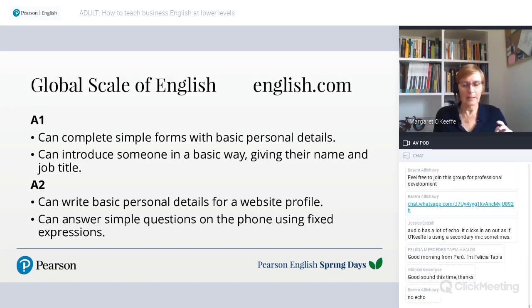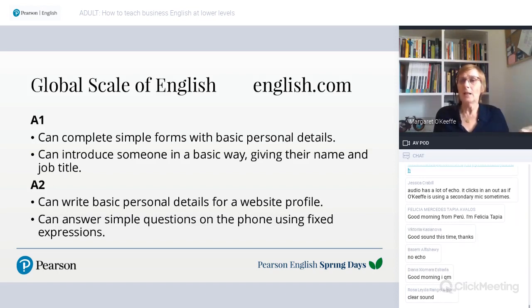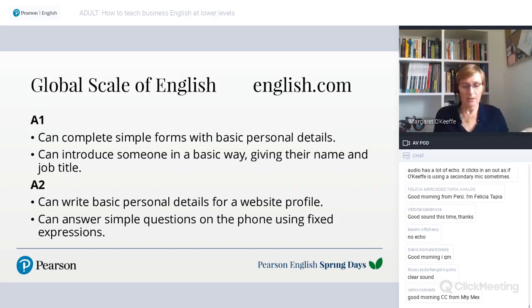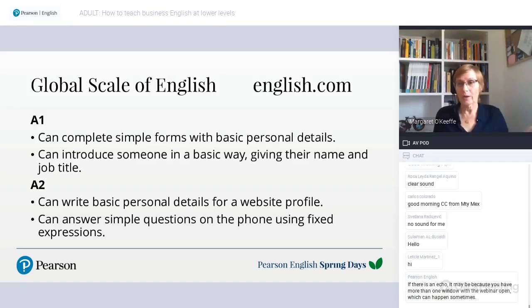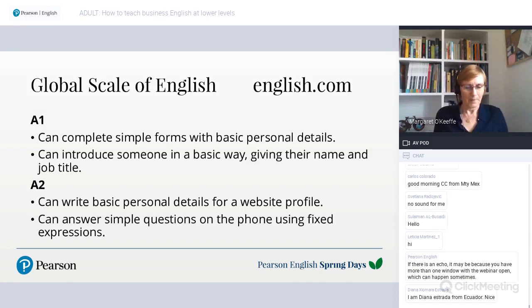Another example of a speaking descriptor for A2 from the Global Scale of English is this one. Can conduct very simple business transactions using basic language. So, you know, this is what we're talking about here. As I say, you can go into english.com, look at the Global Scale of English, get the teacher's toolkit and look at the kind of things that are there in terms of learning objectives for your lessons, the grammar and vocabulary, all mapped to the Common European Framework and the Global Scale of English.